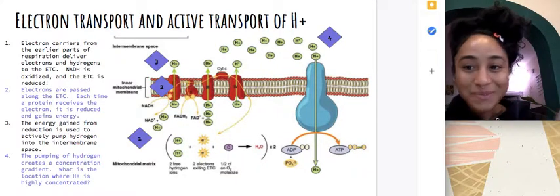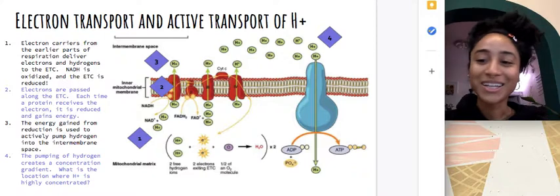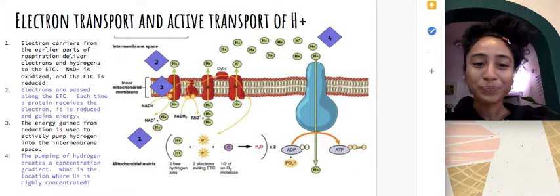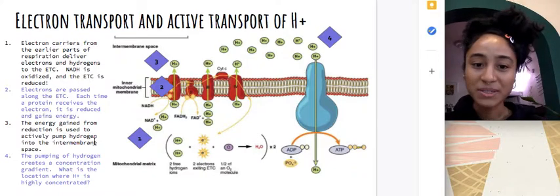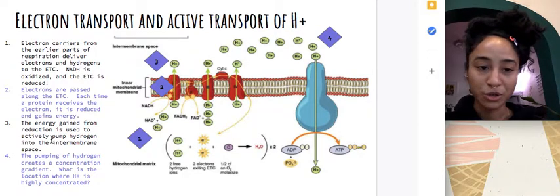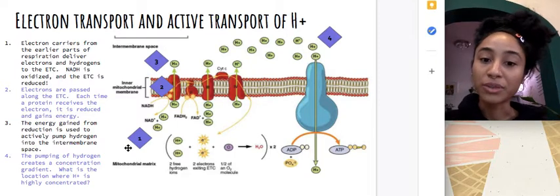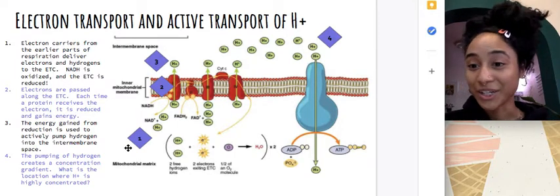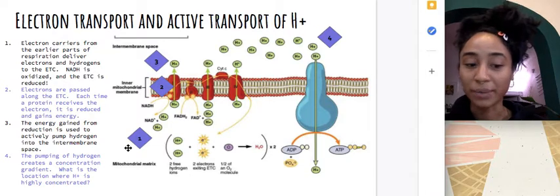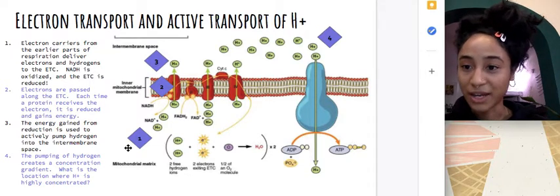Hopefully you're thinking, oh, they must get them from electrons. That's why it's called the electron transport chain. So here is a series of steps, and we see steps 1, 2, 3, and 4, and those steps correspond to these numbers that are placed on the diagram. So the electrons are actually coming from our electron carriers, if you remember us talking about NADH and FADH2.